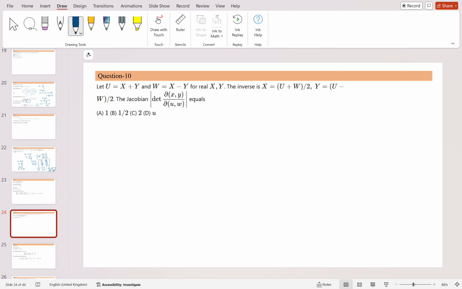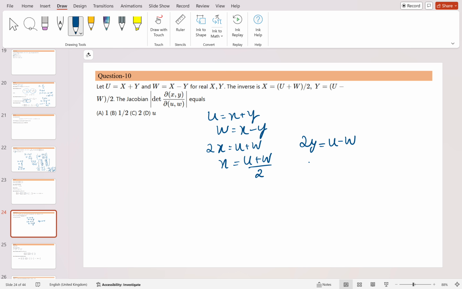Okay, let me give you the solution for this. So in this problem, in a similar way, u is given in x plus y format and w is given as x minus y. So when you add, you will get 2x is equal to u plus w, or you can say x is equal to (u plus w) by 2. In similar fashion, when you subtract, you will get 2y is equal to u minus w, and y is equal to (u minus w) by 2.